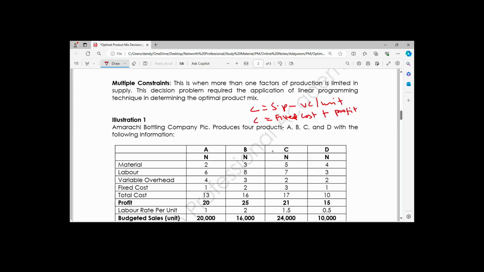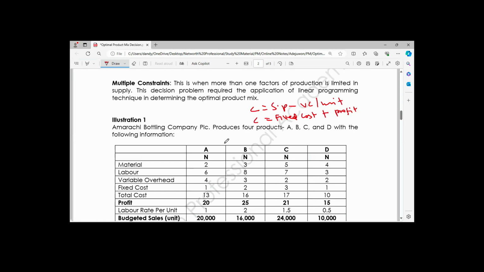So wherever you have savings, it is that savings you are going to take as your step 2 in this case. Now, step 3 says determine contribution or savings per key factor. Step 3, determine contribution or savings per key factor. How do you do this? Very simple. Just divide savings or contribution by the key factor per unit.